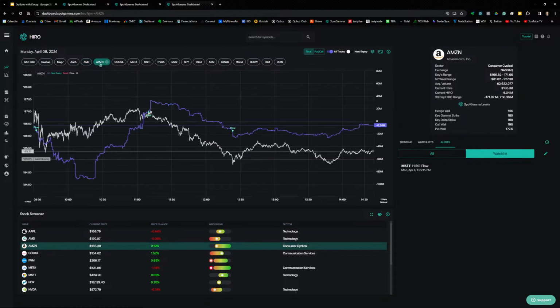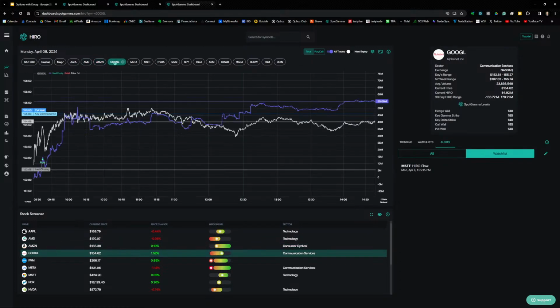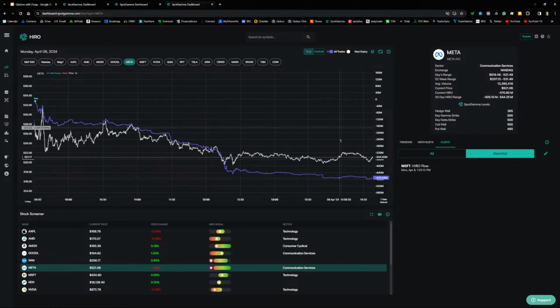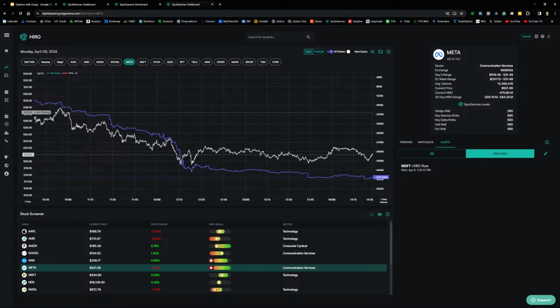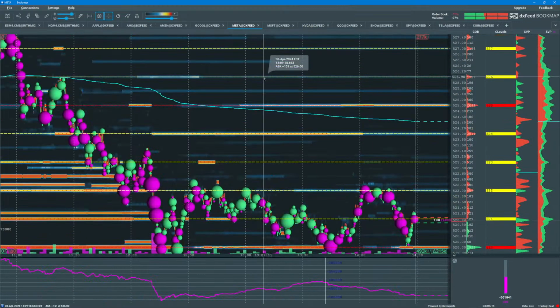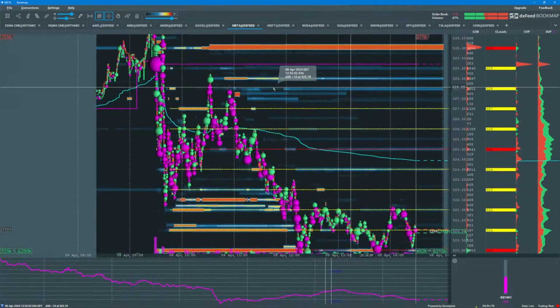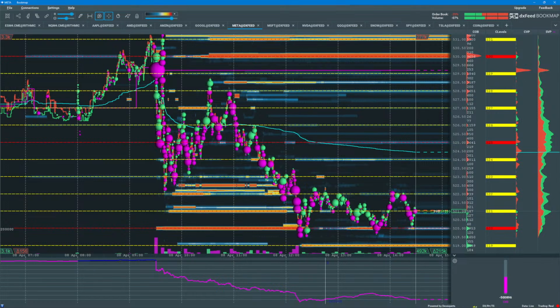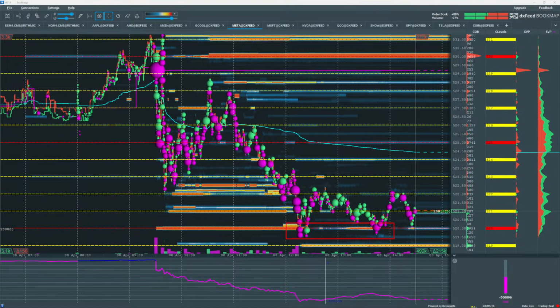AMD move's already been made. Amazon, Google, Hero continues to move higher. Meta, grinding lower. Let's take a look at Meta, see if there's a short setup. It may be down near support as well. Yeah, Meta near the low of the day, 520. Not much to do there until the Hero signal starts to tick up.